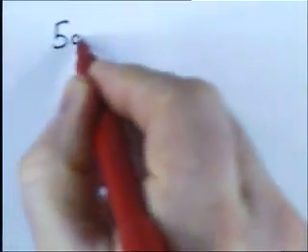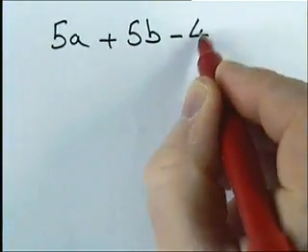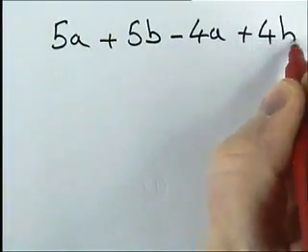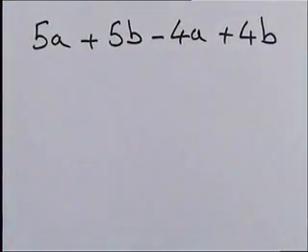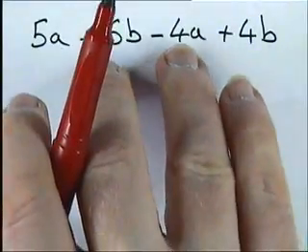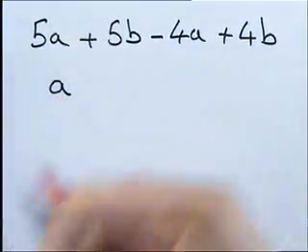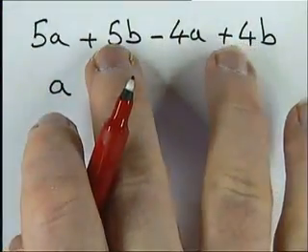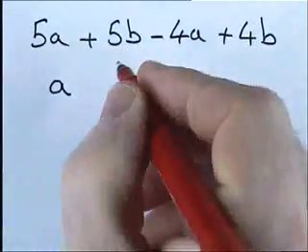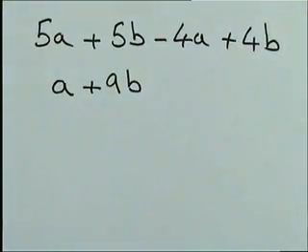Okay, now if we have 5a plus 5b, take away 4a plus 4b, see if you can simplify that expression for me, please. Pause the video. Okay, we've got 5a, and if we take away 4a's from that 5a, we're left with 1a. And we've got 5b, and if we add 4b's to that, we get 9b's. So that's 5a plus 9b.